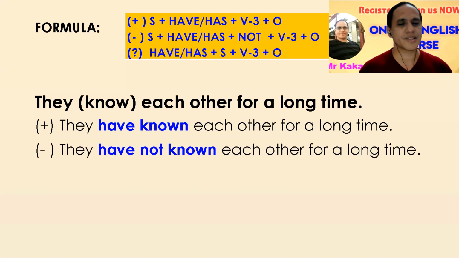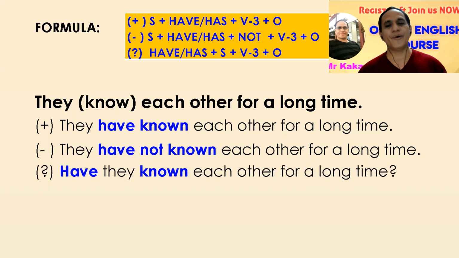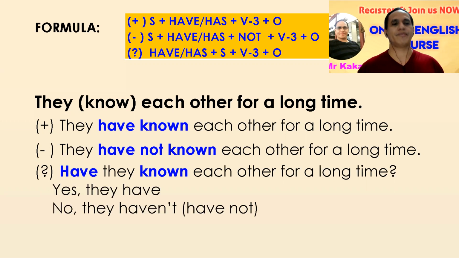Okay, if you want to change the sentence into the negative form of simple present perfect tense, it will be, they have not known each other for a long time, right? Okay, and then how about if I want to change the sentence into interrogative form? Yeah, it will be, have they known each other for a long time? Apakah mereka sudah saling mengenal lama? Yeah, the answer can be yes, they have, or no, they haven't.